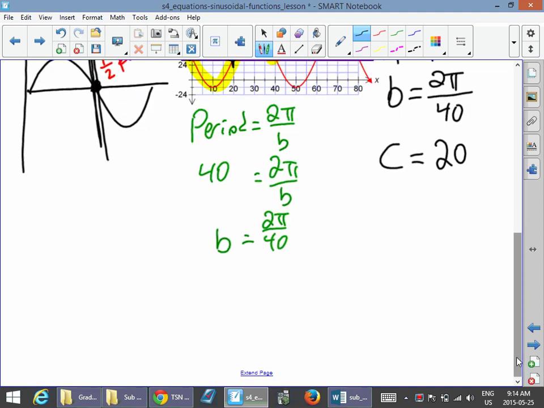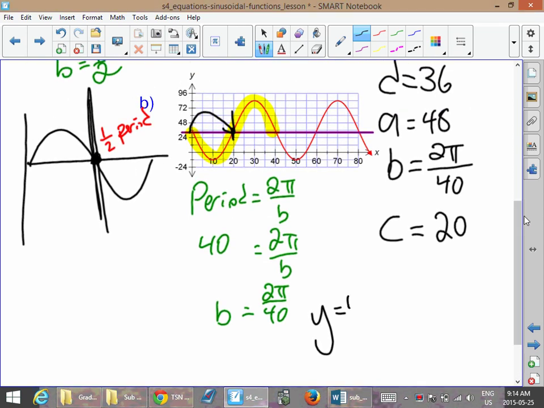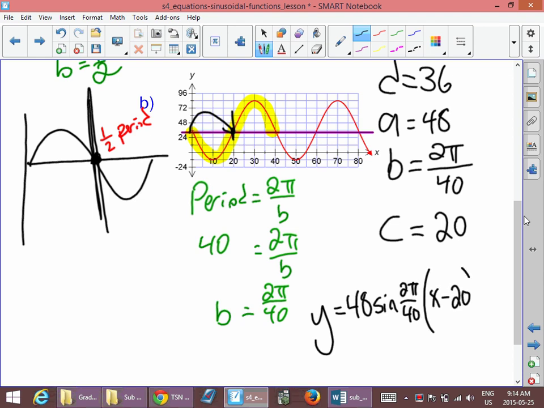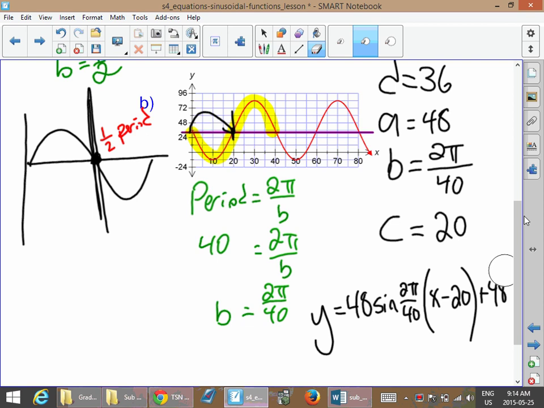So with our equation, it's going to be in the form y equals a. A is 48. Sine. Our b value is 2 pi over 40. Then we just put brackets, because we do have a c value this time. X minus 20 plus 48. Oops. Plus 36, not 48. Make a little correction there. There we go.